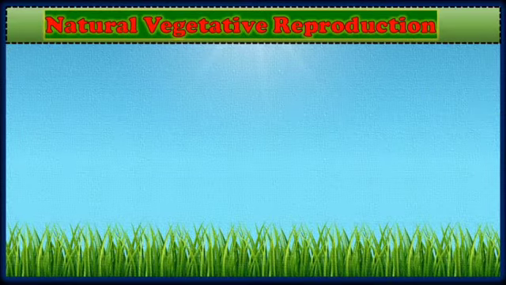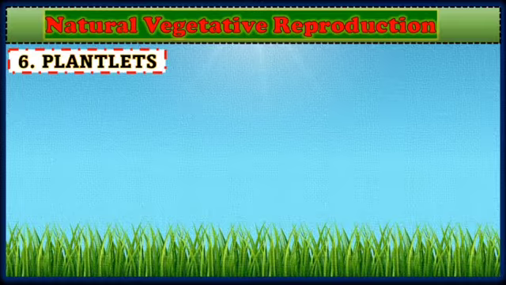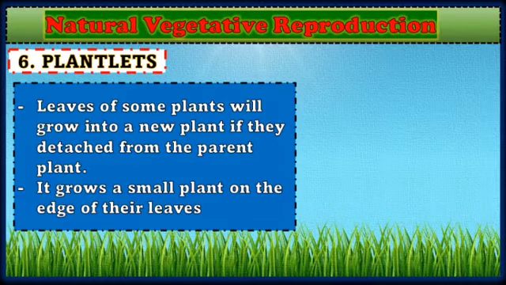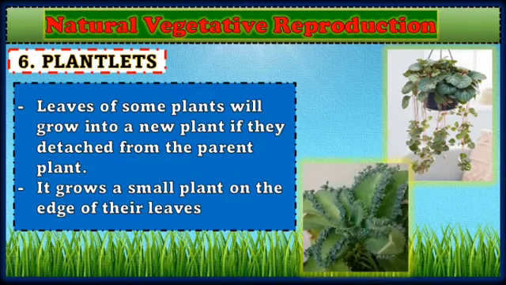And the last one is method is what you call the plantlets. So, what is plantlets? So, leaves of some plants will grow into a new plant if they detach from the parent plant. It grows a small plant on the edge of their leaves. So, kahit leaves yan, pwede pa rin tubuan yan ng mga small plants. So, what are the examples of this? We have the begonia and we have the katakataka.